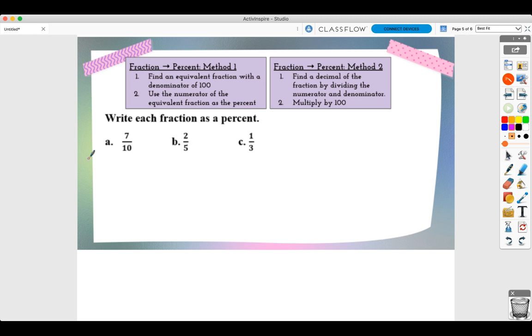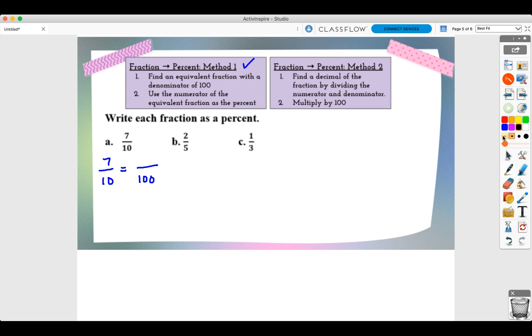So let's explain this using method one first, and I'll do that using blue. Okay, method one is in blue. So find an equivalent fraction with the denominator of 100. So you have 7 over 10. And what you're trying to do is make this over 100.